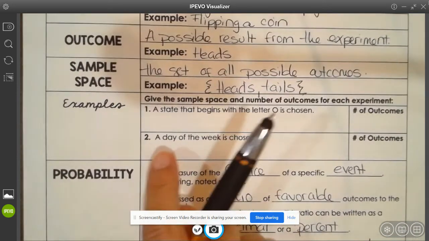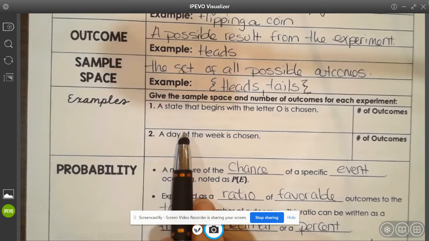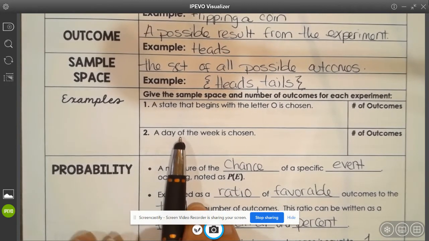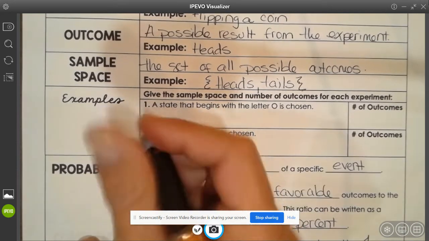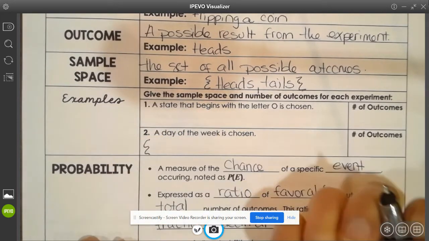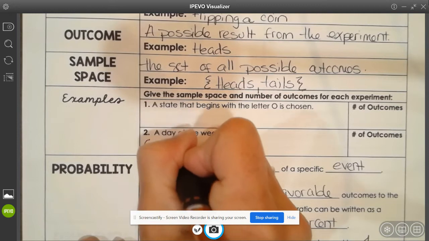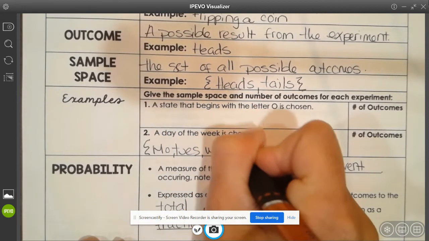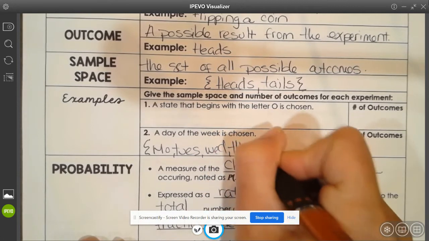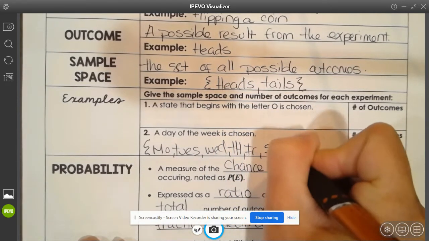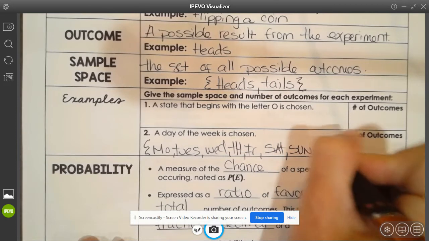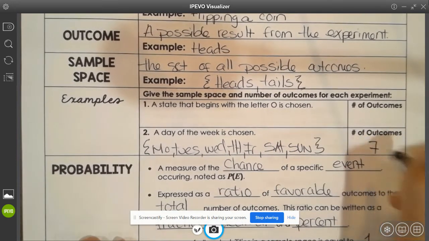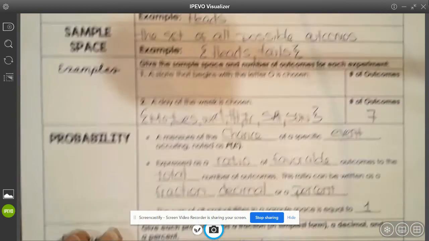All right. So another thing that we use is like the days of the week. So what would be the outcomes? So you have the day. What's the sample space? So the sample space is all the days. So that's Monday, Tuesday, Wednesday, Thursday, Friday, Saturday, and Sunday. So how many? What's the number of outcomes? 7 days.